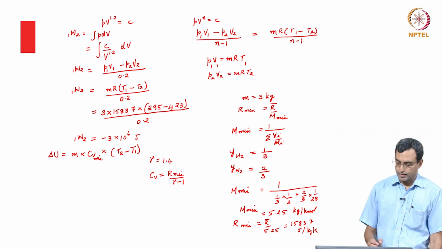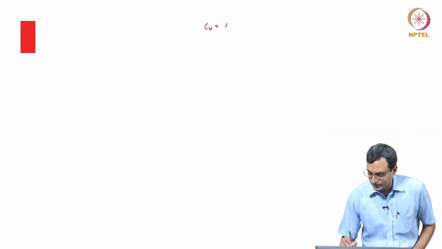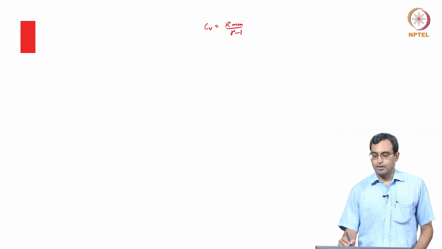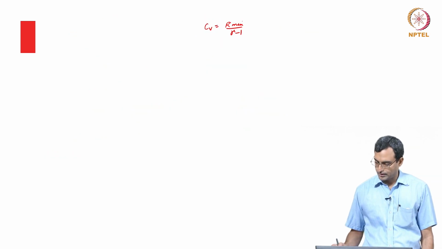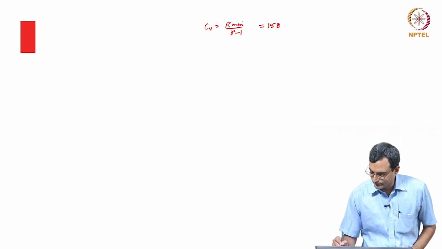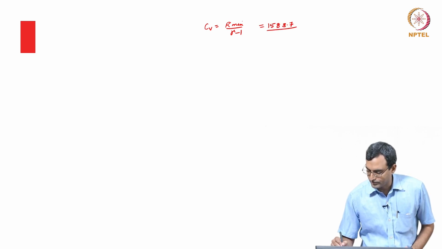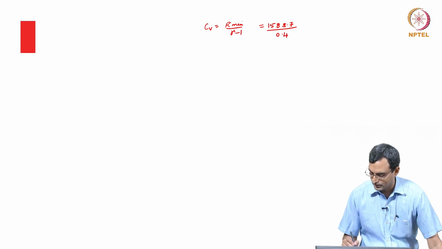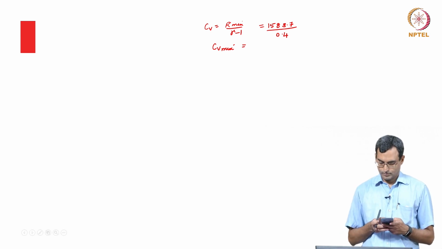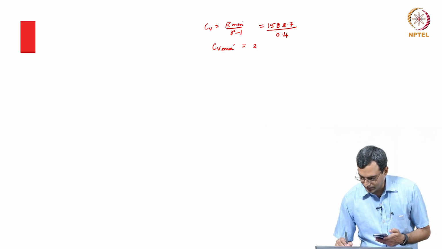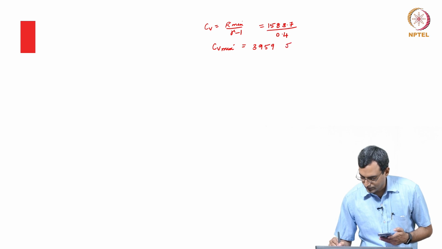I will leave some space here to come back for this value and we will look at the CV values. So, I can do R mix by gamma minus 1, and in order to find R mix, I just did this calculation here, which gave me 1583.7. Gamma is 1.4, so gamma minus 1 is 0.4. So, this gives me a CV of the mixture of 3959 joule per kg Kelvin.